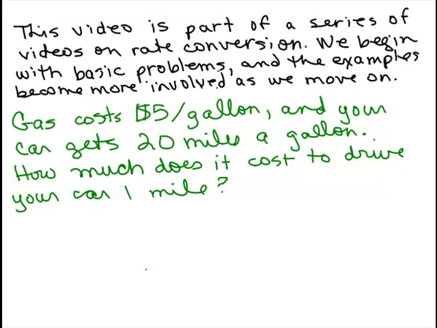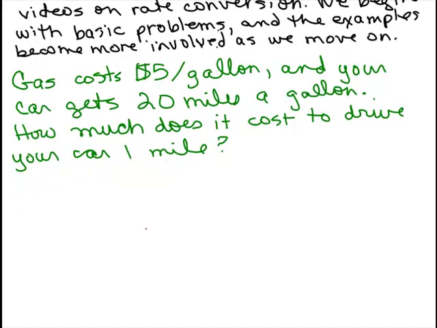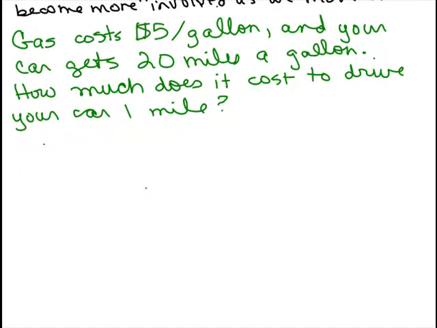kind of interesting. So we start off with the gas costing $5 a gallon, so we know it's $5 per 1 gallon. Now what we're trying to find out is, how much does it cost to drive 1 mile? We're trying to find out dollars per mile, just per 1 mile. So in the denominator, we just want mile and nothing else, basically. So that's the big question. How much does it cost per mile?